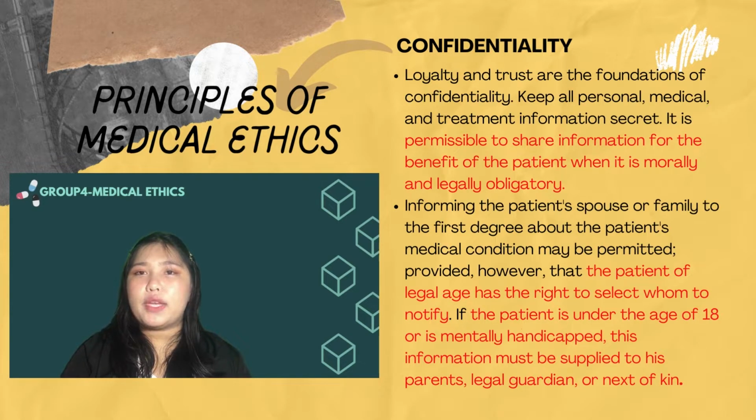And lastly, when it is required for continued medical treatment or advancement of medical science, subject to patient de-identification and shared medical confidentiality for those who have access to the information. Informing the patient's spouse or family to the first degree about the patient's medical condition may be permitted, provided, however, that the patient of legal age has the right to select whom to notify.